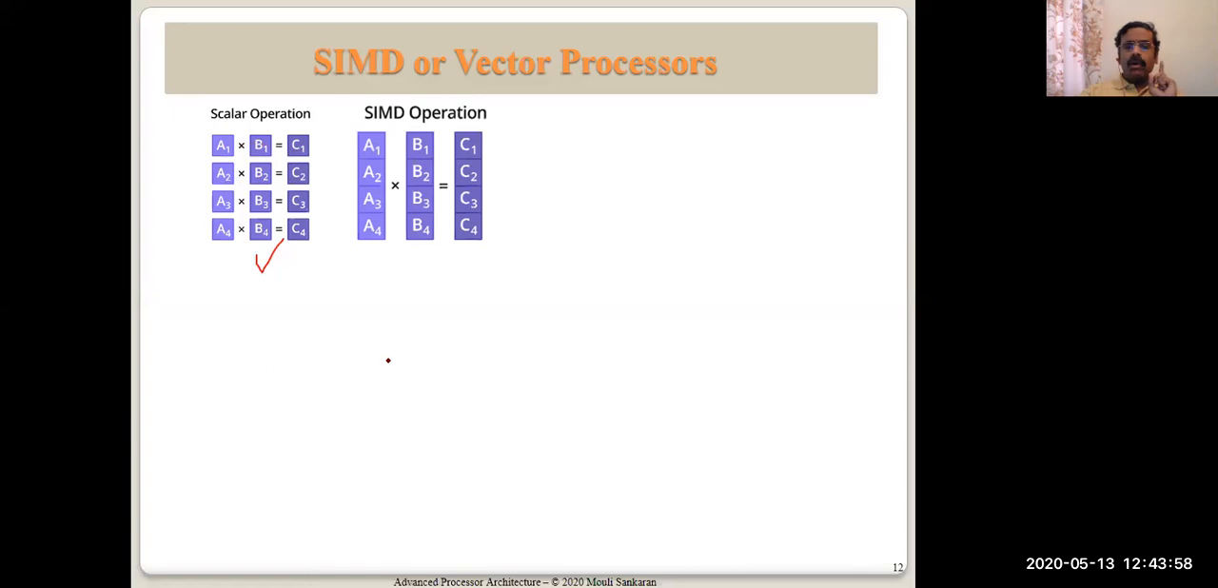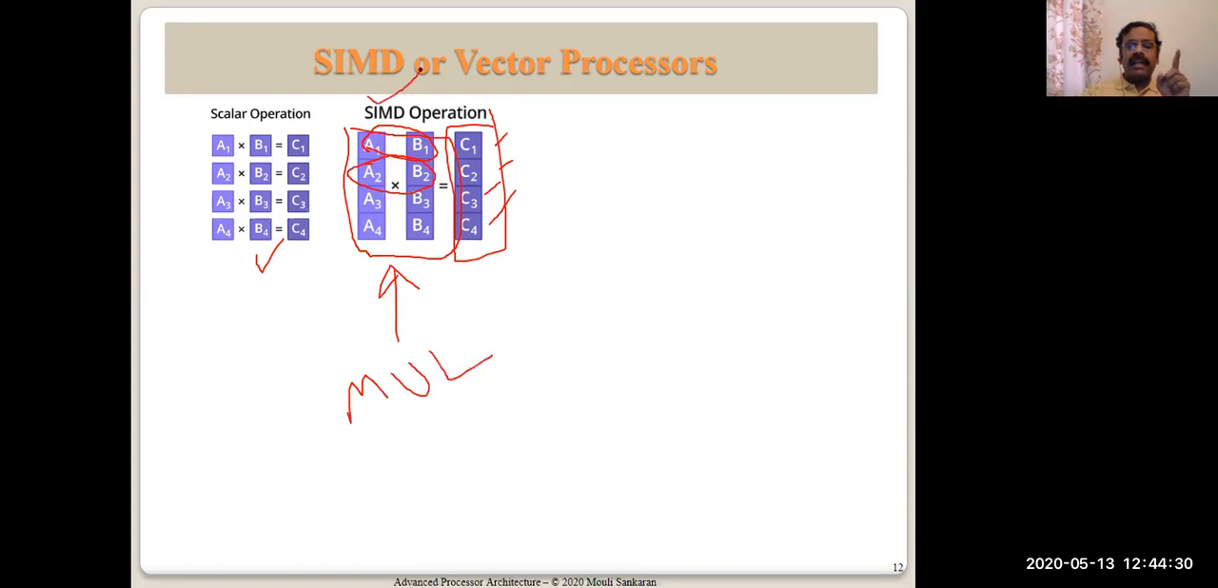Now SIMD operation is a vector operation. Simultaneously, all four data elements are multiplied and you get the results immediately, in parallel. You can see A1 and B1 are multiplied simultaneously with A2 and B2. So it's data level parallelism. How many cores are there? 4 cores, and they all execute the same instruction, which is nothing but a mul. So it falls under the SIMD category.